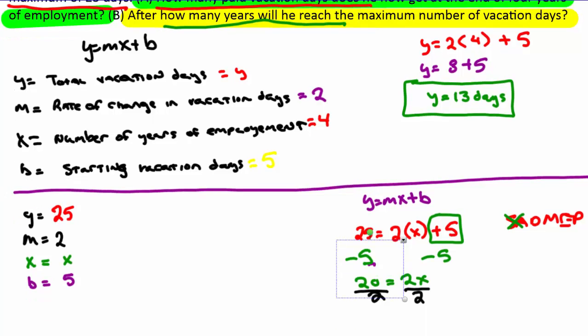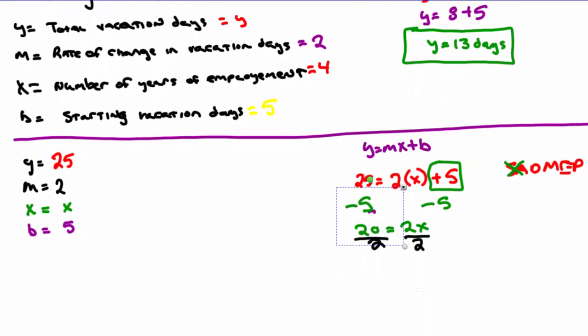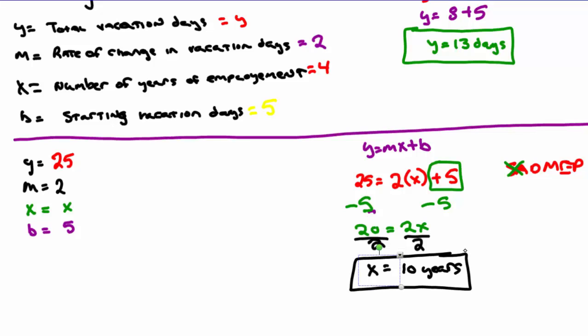And when we divide by the 2, we're going to get a final answer of x equals 10, and it'll be 10 years because that's what x represents. It represents the number of years of employment. So after 10 years of employment, he will reach the maximum number of vacation days of 25.